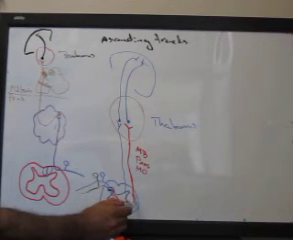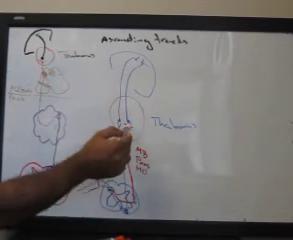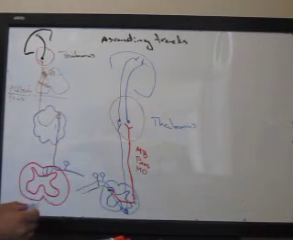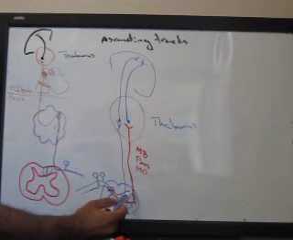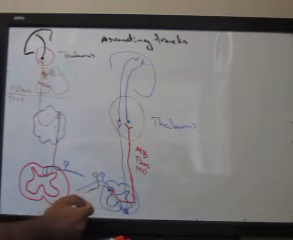Over here, we had the cables on the lateral, so this will be the lateral spinothalamic tract. This one is the anterior spinothalamic tract. This one carries temperature and pain. The lateral carries temperature and pain, and the anterior carries the crude sensation.